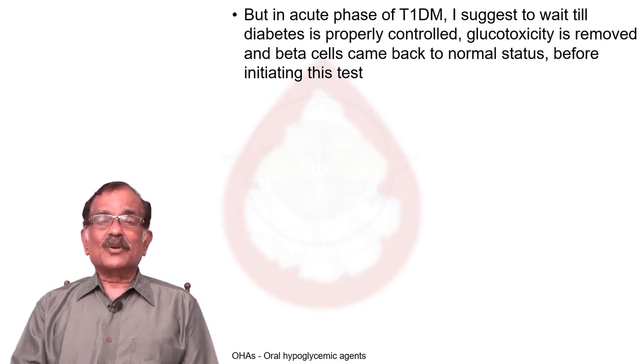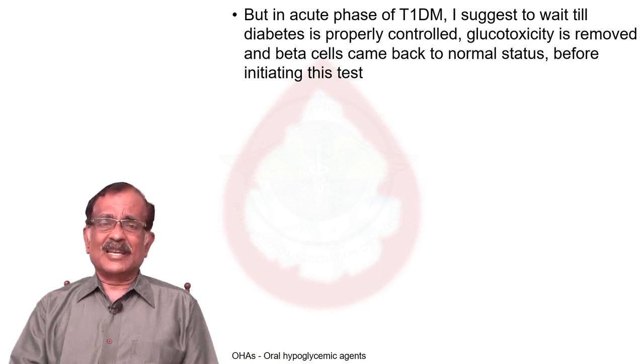So if you are going to look at the insulin secreting capacity of a patient suspected of type 1 diabetes, then I must say that you must wait for some time till diabetes is properly controlled, the glucotoxicity is removed, and the beta cells gain back their status, so that you may be able to assess the beta cell status properly by measuring a C-peptide.